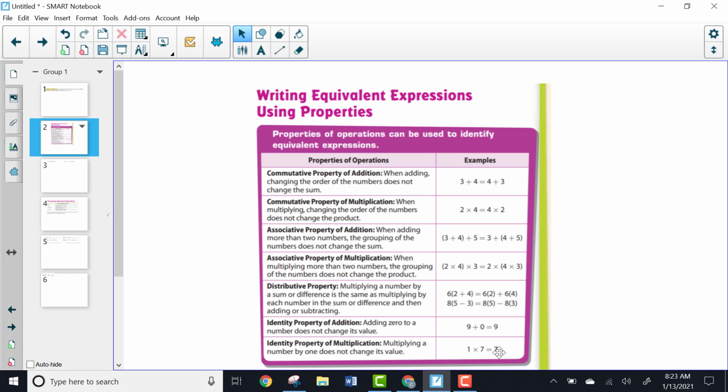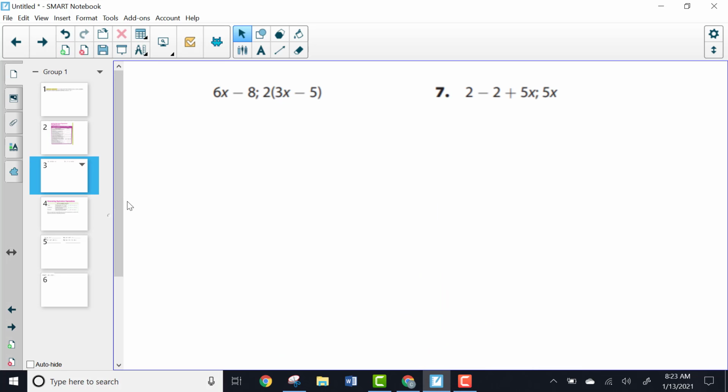So understanding these properties, and understanding that algebraic expressions, even though they may look different, can still be equivalent to another algebraic expression, will hopefully help you. So let's take a look at some of these problems here, and these are on page 278 in your Go Math book.